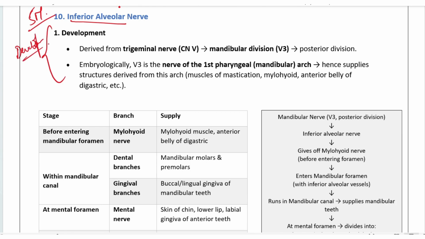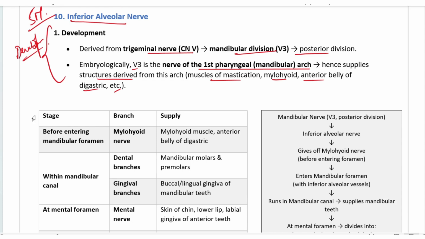It's derived from the posterior division of the mandibular nerve, which is a branch of the trigeminal nerve. The mandibular division is the branch of the first pharyngeal arch. Hence, it supplies all the structures that are derived from this arch, like the muscles of mastication, mylohyoid, anterior belly of digastric, and many more.